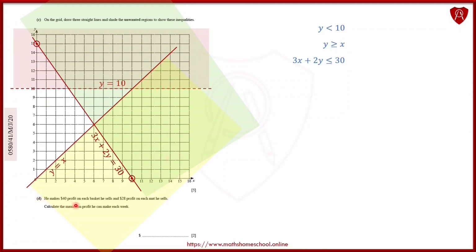He makes a $40 profit on each basket he sells and a $28 profit on each mat he sells. Calculate the maximum profit he can make each week. This statement gives us the profit formula, which we can write here. 40x plus 28y is the profit he can make in a week. We need to find a point, a pair of values x and y, which will make this profit maximum. And remember, x and y have to be whole numbers, therefore we can only pick points with whole number coordinates.